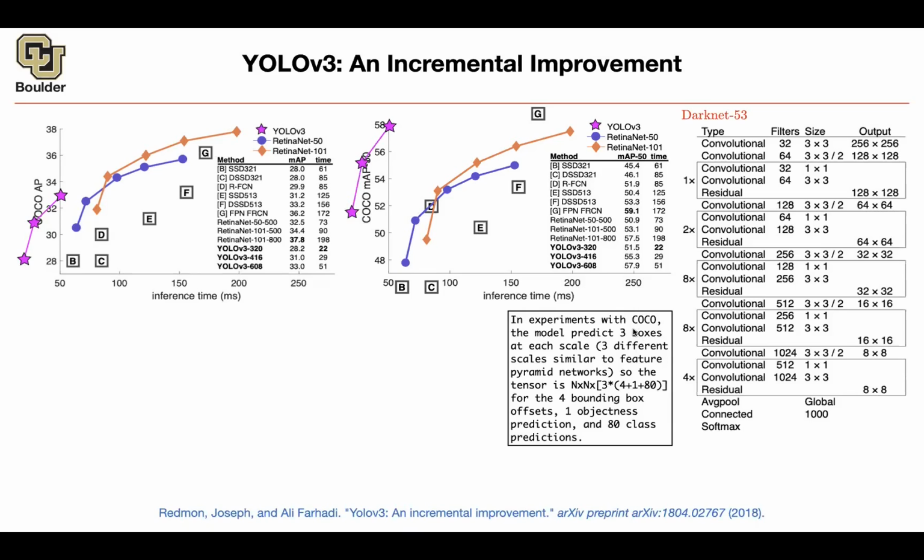You're going to have your method predict 3 boxes at 3 different scales. It's very similar to what we covered in the previous paper for feature pyramid networks. So you're going to have 3 different feature maps, and each one is going to predict 3 boxes. In the end, each one you're going to divide into N bins. Each bin is going to predict 3 boxes, and then you're going to have 4 coordinates for your bounding box offsets, 1 objectness prediction, and the class predictions.